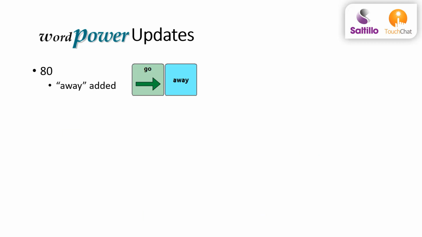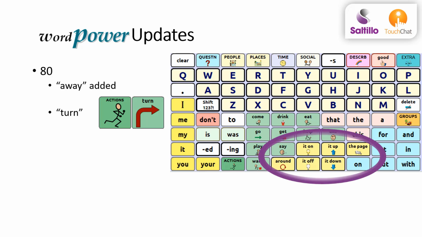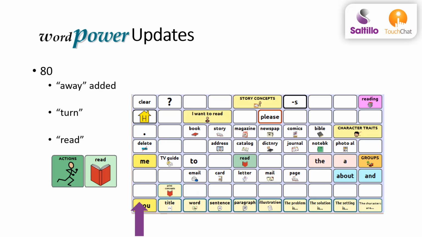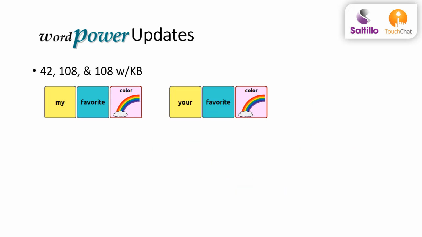In WordPower 80, away appears as a next logical word following go. Turn is followed by the page, around, it up, it down, it on, and it off. The verb read will offer a link to a reading page which will include additional words to, me, and you. WordPower 42, 108, and 108 with keyboard include color after favorite as a next logical word.